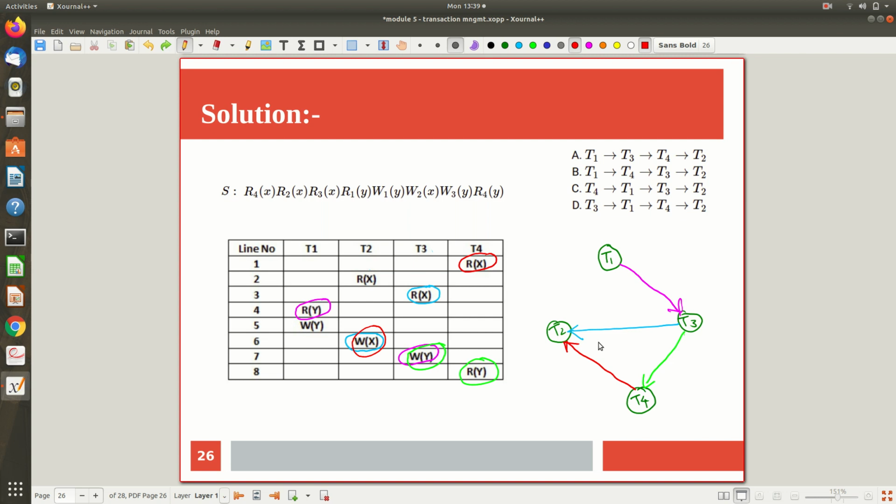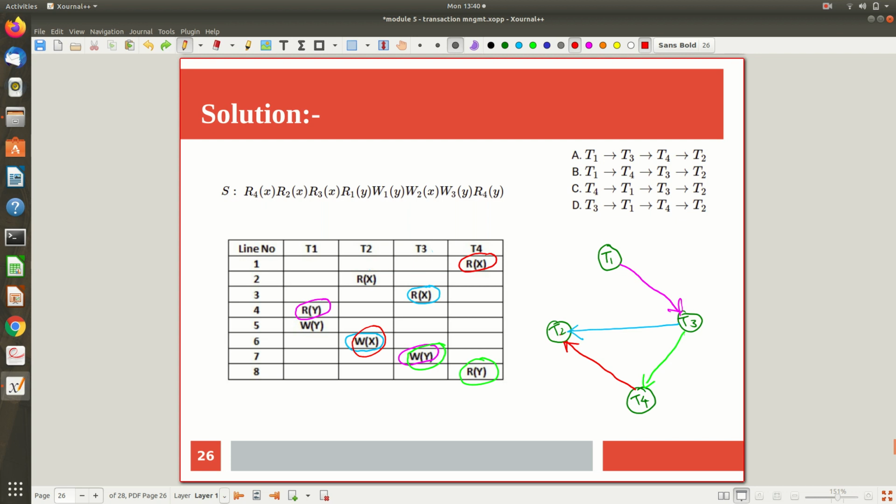Now we have to see what that equivalent serial schedule is. That is very much straightforward. When you get a graph like this, you get some kind of dependency between the conflicting operations of the transactions. You can see that transaction T1 is not depending on the output of any other transaction, so you can start with T1, no issue. But can I start with transaction T3? No, I can go to T3 only after finishing T1.